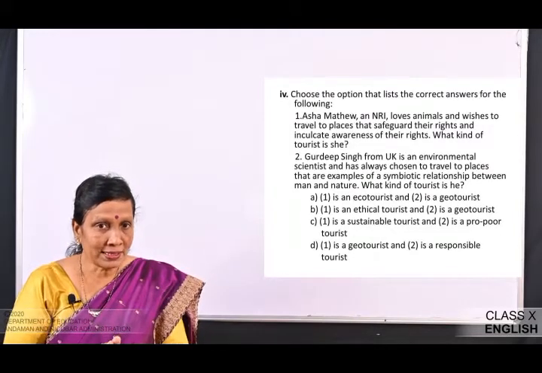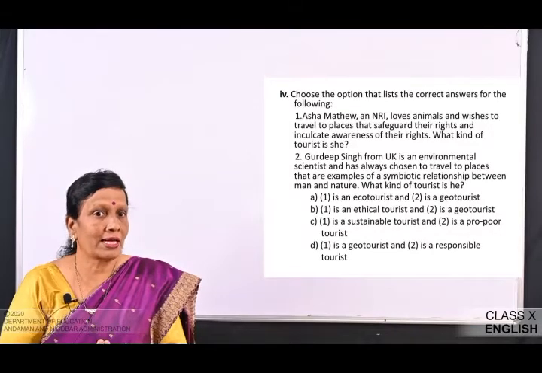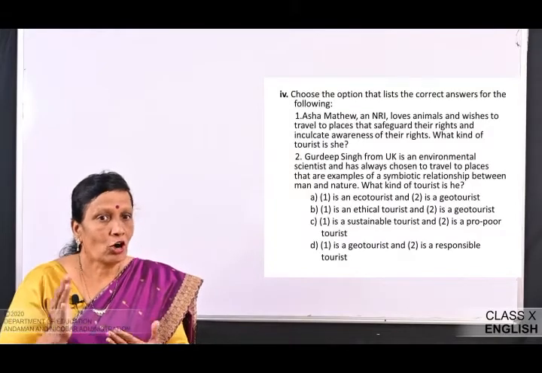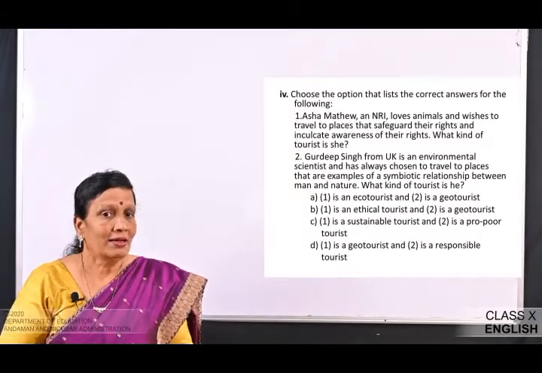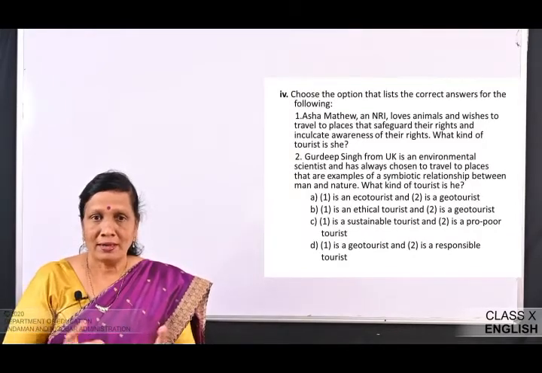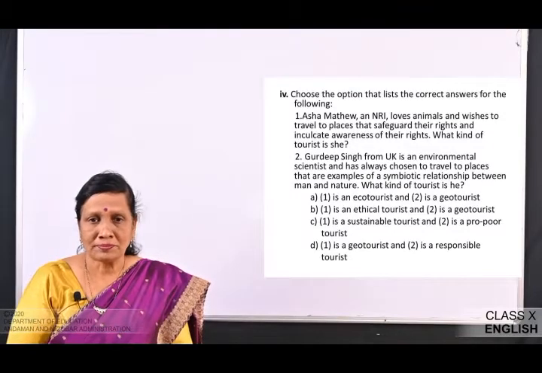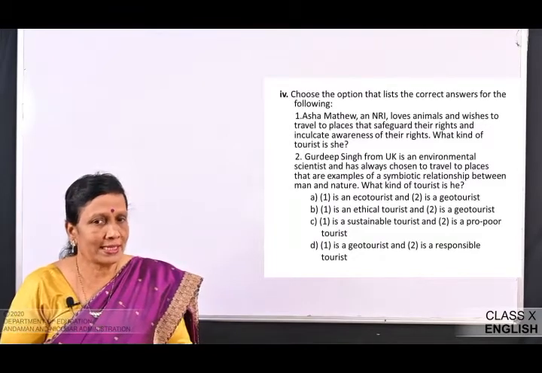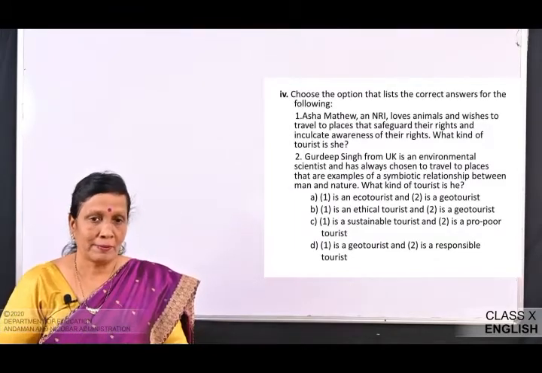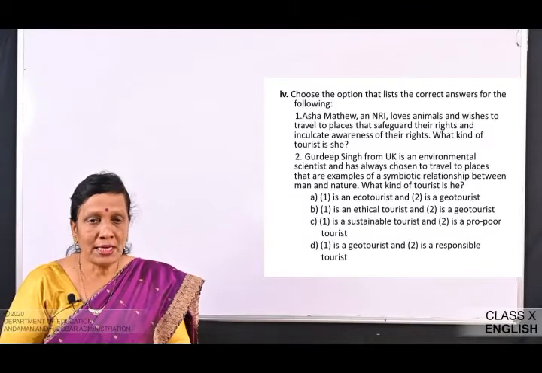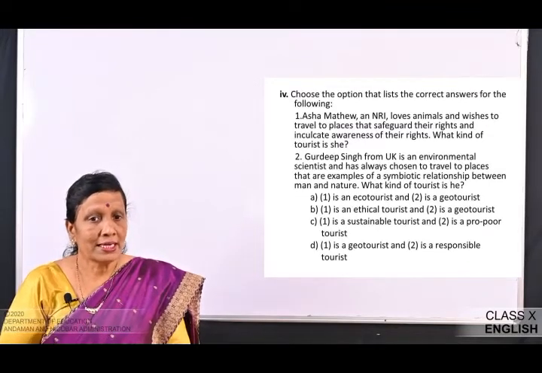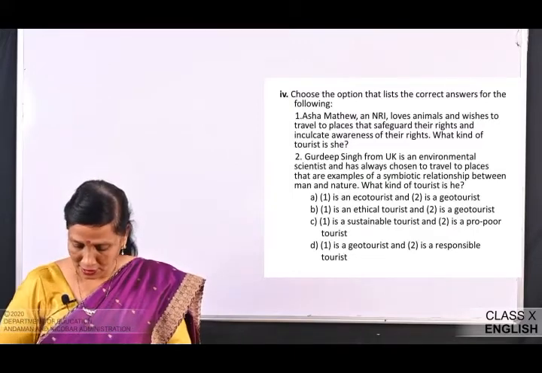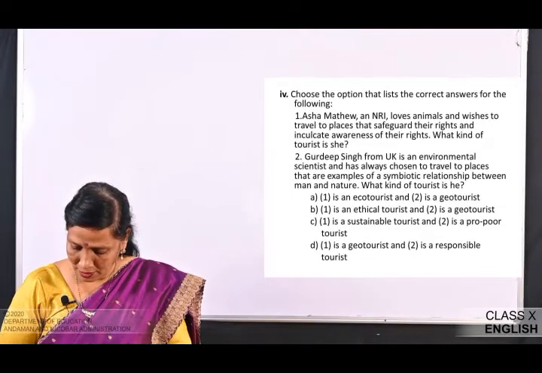So, the first one is regarding safeguarding the rights and creating awareness, right. So, the option would be she is an ethical tourist, and since the second option talks about the relationship between man and nature, he is a geotourist. So, option B would be the correct option, is an ethical tourist and is a geotourist. Let us move on to the next option.